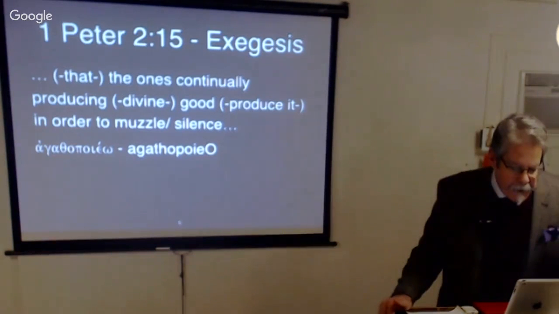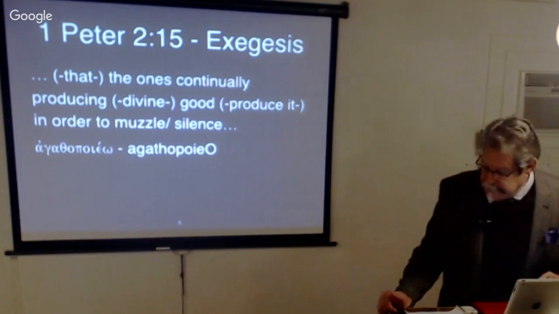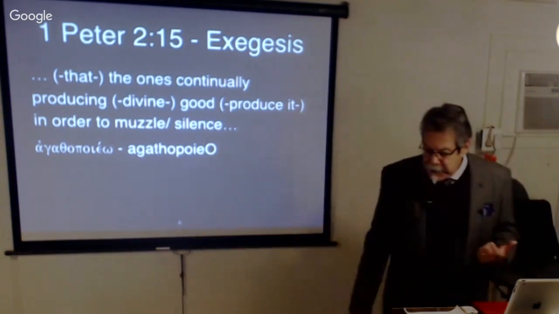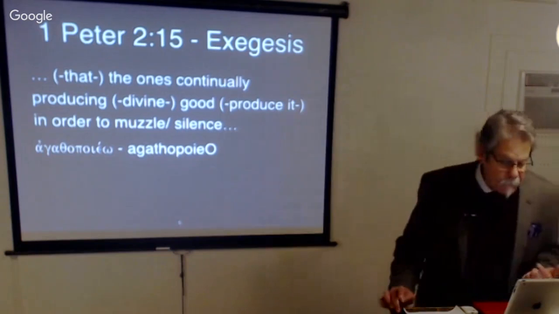But this needs to be preceded by the transitional conjunction that in order to smoothly give us that transition. And so we have, and it is elliptical, so we have that the ones continually producing divine good.